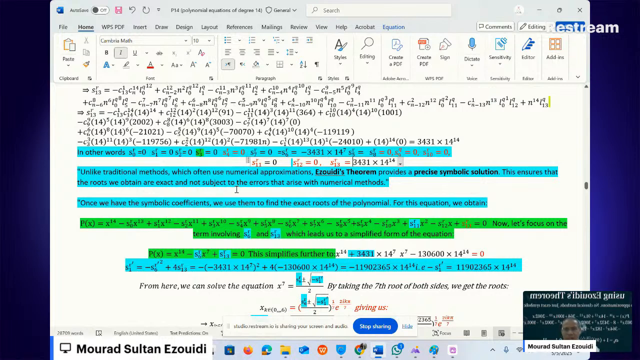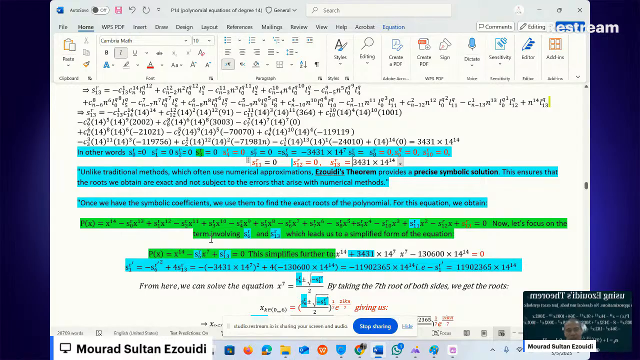So here we can see that, unlike the traditional method, which often uses numerical approximation, the theorem provides a precise solution. This ensures that the roots we obtain here are exact and not subject to the errors that arise with numerical methods. Once we have the coefficients, we use them to find the exact roots of the polynomial. For this equation, we obtain x to the power 14 minus S0 x to the power 13 plus S1 x to the power 12 minus S2 x to the power 11 up to S13. So we keep S6 and S13 and we collapse all the other terms.